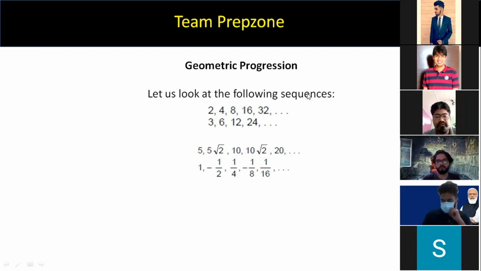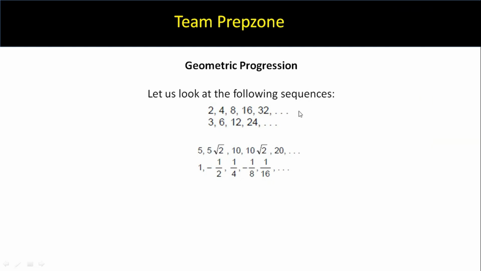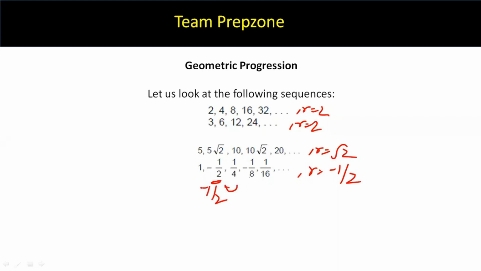The first one, it's 2. The second, it's 2. And in the third one, it's root 2. Very good. And in the last one? It's half, I guess. How is it half? Minus half. It's minus half, right? It's very easy. You just do minus half by 1. So this is minus half, again division, minus half, again division is minus half.